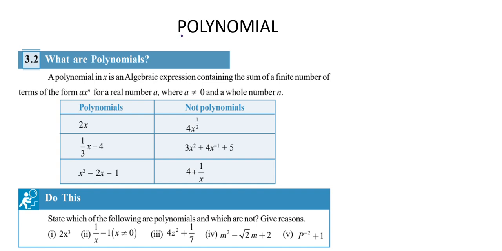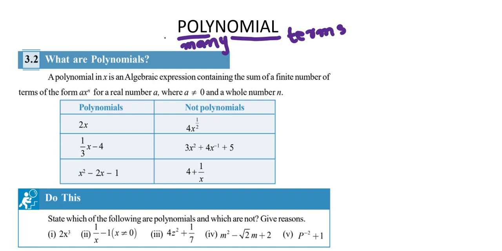Polynomial. Polynomial is a combination of terms. Poly means many. Nomial means terms. Polynomial means many terms. Okay.